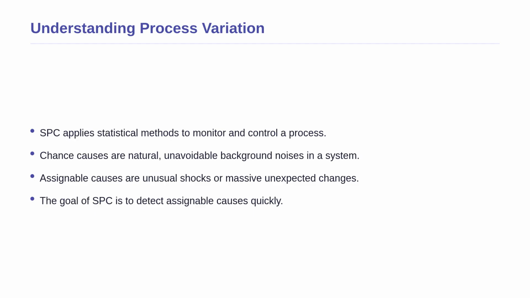Statistical process control, developed by Walter A. Shewhart in the 1920s, is the application of statistical methods to monitor and control a process. The core idea is that variation exists in everything. No two manufactured items are ever exactly identical. Shewhart divided this variation into two categories. First, chance causes or common causes, which are natural, unavoidable background noises like minor machine vibrations. Second, assignable causes or special causes, which are unusual shocks to the system, like a broken tool. Our goal is to detect these assignable causes quickly.